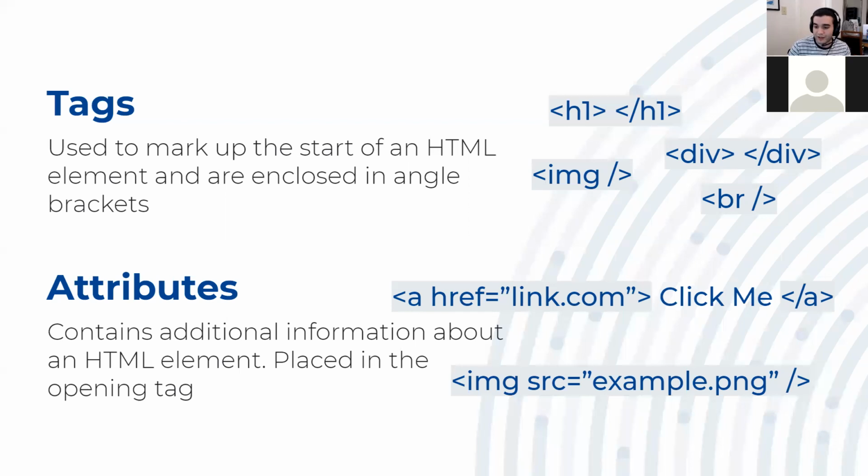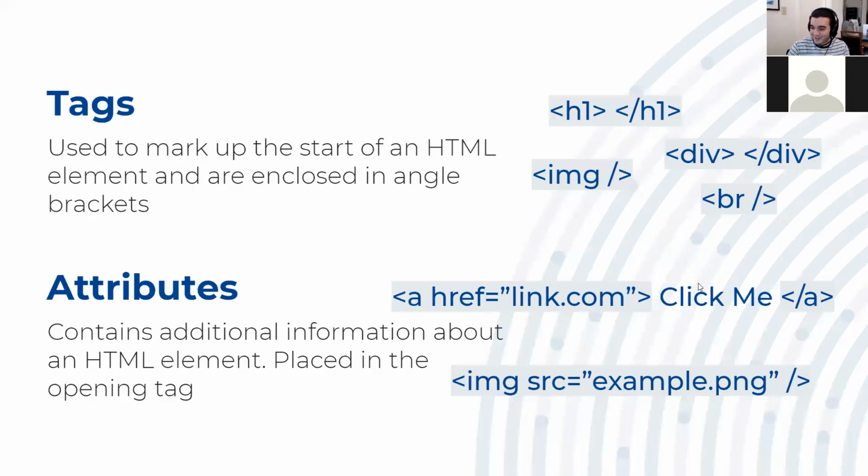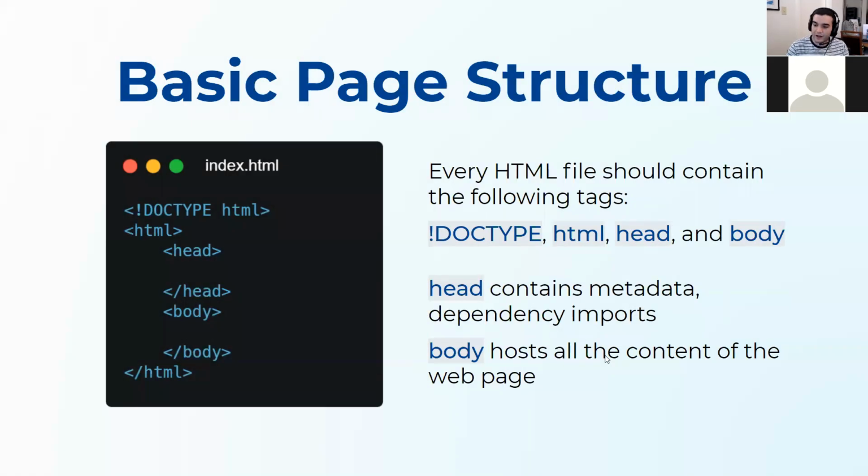Okay, so attributes. Attributes are additional pieces of information that are contained inside of an HTML tag. These are placed inside of the opening tag. Basically, it specifies more information that the HTML tag would operate on. Here we have an anchor tag, and we're specifying a destination address of link.com and "click me." When you render this on a web page, it would be "click me," in blue text with an underline. And when you click it, it'll navigate to that web page. And then here's another image tag, and we're specifying the source, where to pull the image that you're rendering, example.png.